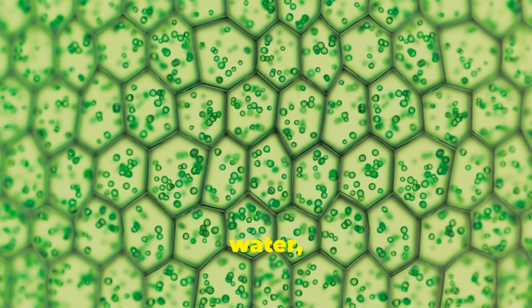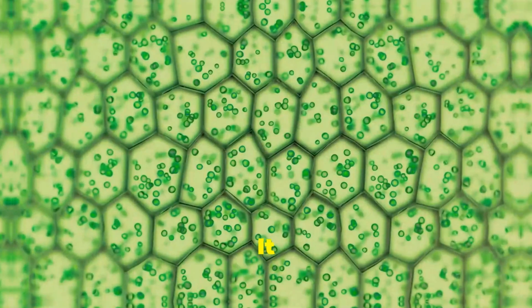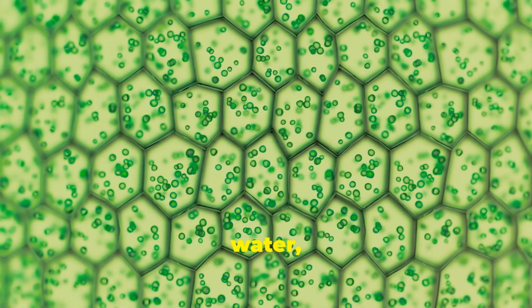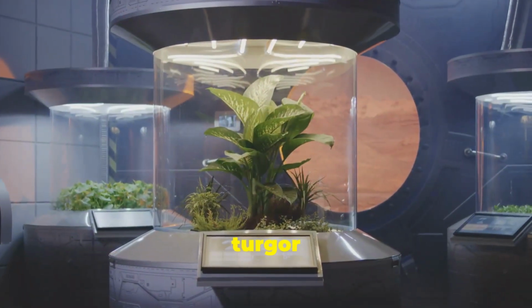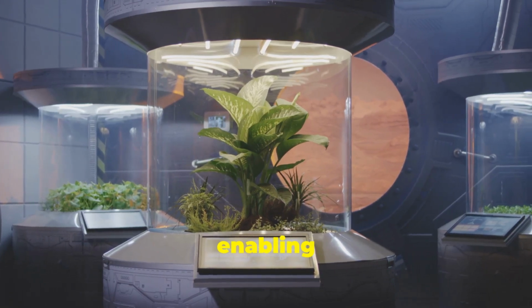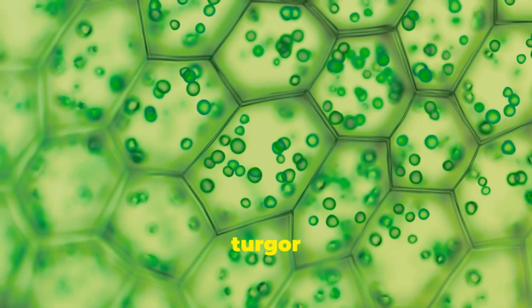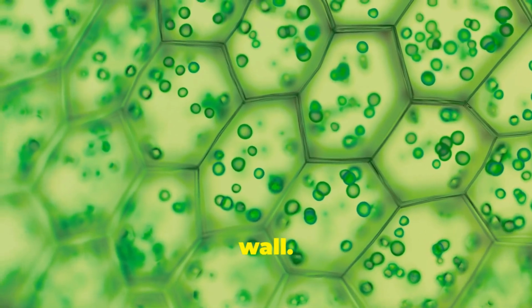The vacuole stores water, ions, sugars, pigments, enzymes, and waste products. It plays a fundamental role in plant growth and development. By absorbing water, the vacuole exerts pressure against the cell wall. This turgor pressure provides structural support, enabling plants to maintain their posture. One of the most critical functions of the plant cell vacuole is maintaining turgor pressure, the force exerted by the vacuole's contents against the cell wall.